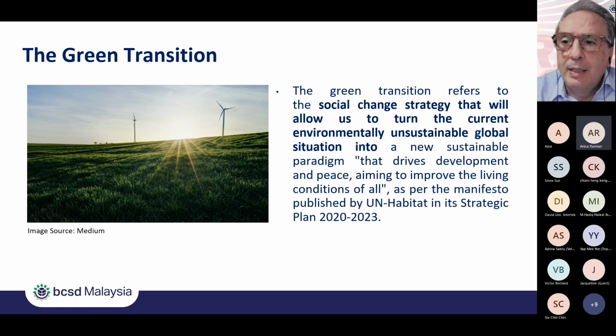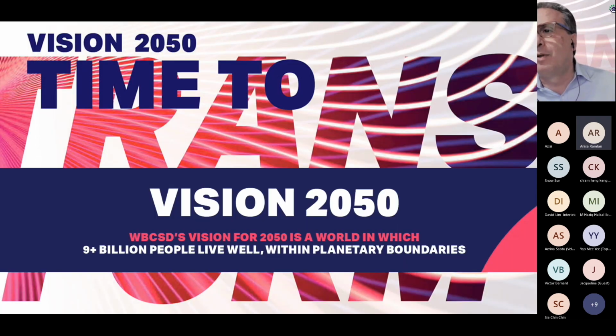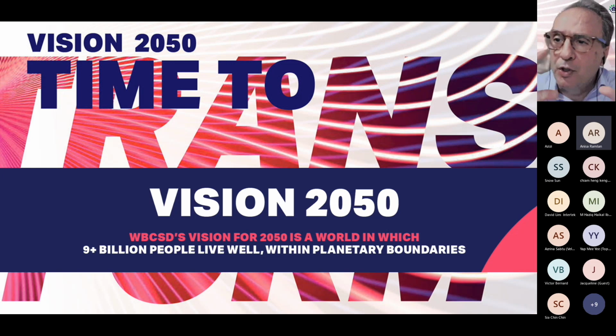The green transition refers to the social change strategy that will allow us to turn the current environmentally unsustainable global situation into a new sustainable paradigm that drives development and peace, aiming to improve the living conditions of all. There are several definitions. There are several visions and ways that can actually articulate a very similar concept. The one that we use within the World Business Council and the BCSD is this vision called Vision 2050, which is this concept, this vision that has been created by the World Business Council.